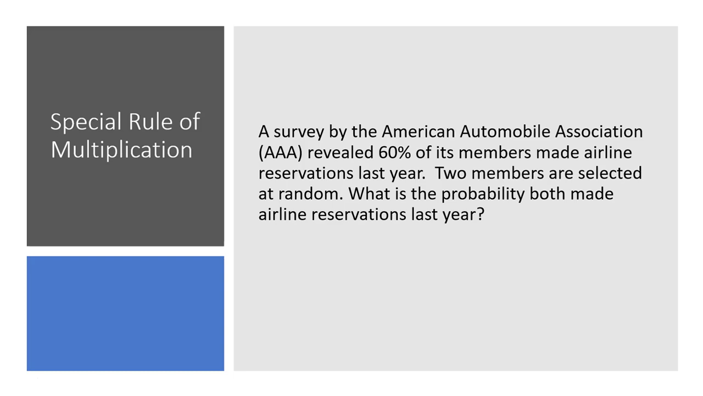Here we can use the special rule of multiplication to figure this out. If we take the probability of a reservation from the first person and the probability of a reservation from the second, both being 0.6, we end up with the probability of both of these events occurring as 0.36.